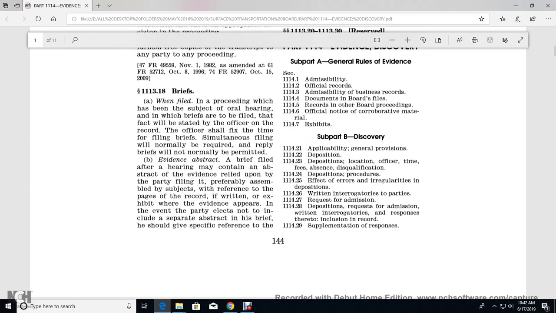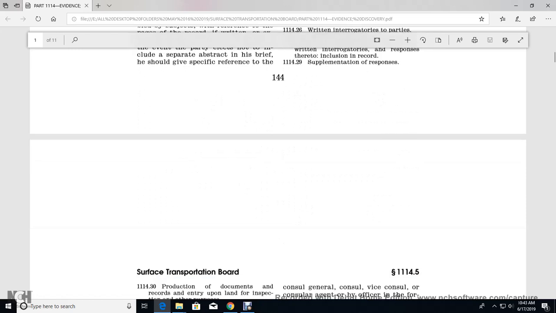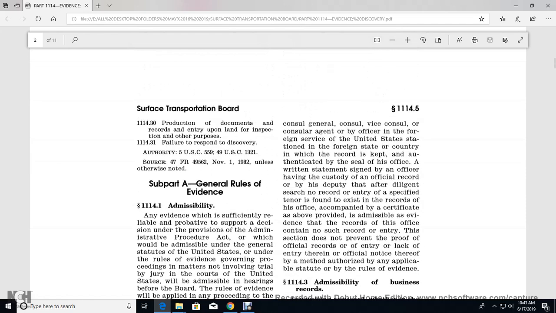1114.21 Applicability, general provisions. 1114.22 Depositions. 1114.23 Depositions before officers; time and place of the taking; absence of disqualification. 1114.24 Deposition procedures. 1114.25 Effect of errors or irregularities in the depositions. 1114.26 Written interrogatories to the parties. 1114.27 Requests for admissions. 1114.28 Depositions, requests for admission, and written interrogatories and responses thereto; inclusion in the record. 1114.29 Supplemental responses. 1114.30 Production of documents and things; entry upon land for inspection and other purposes. 1114.31 Failure to respond to discovery.